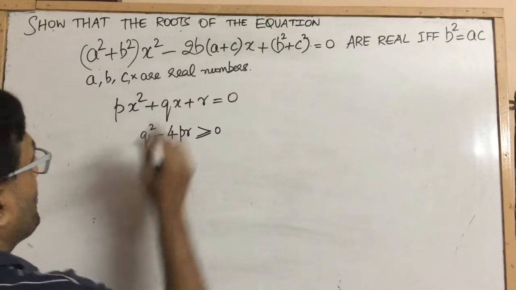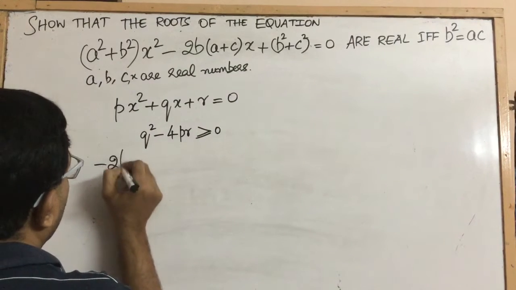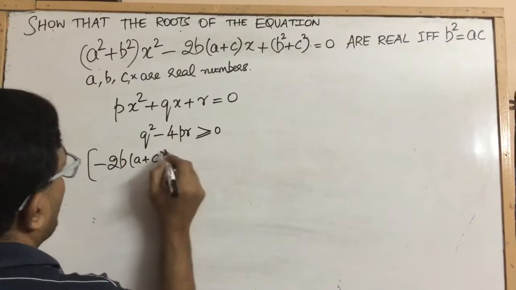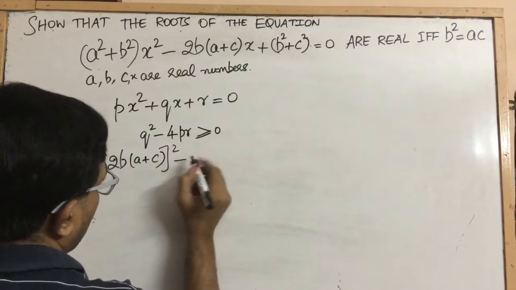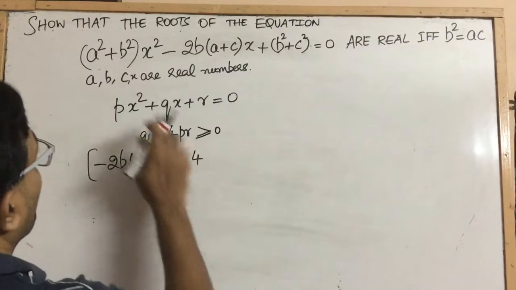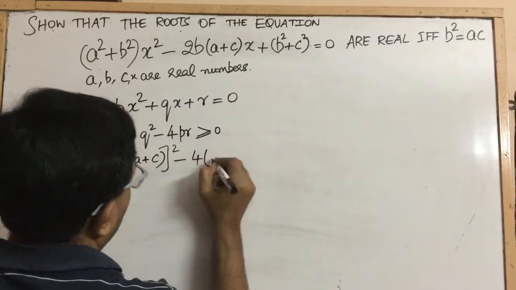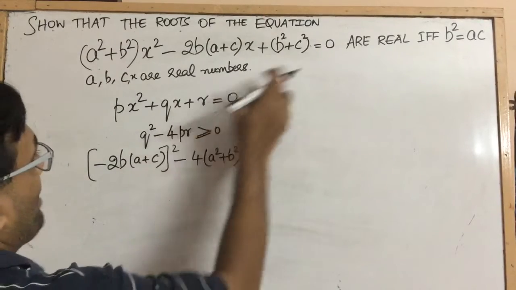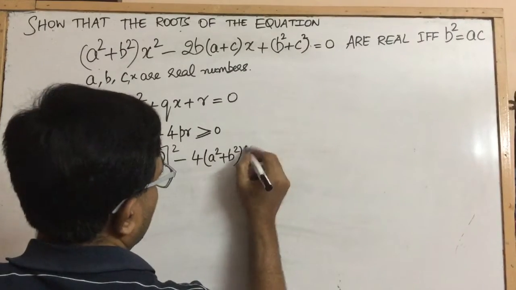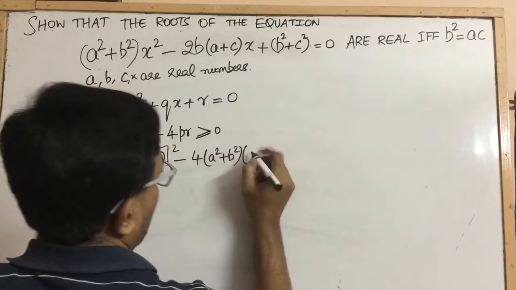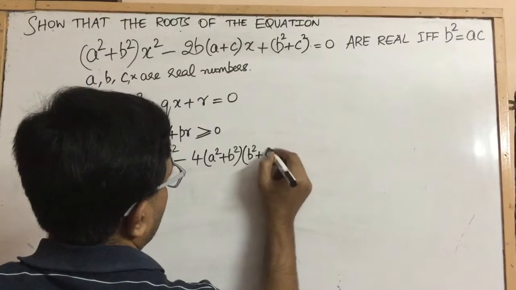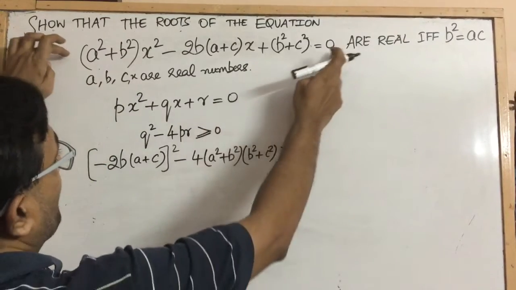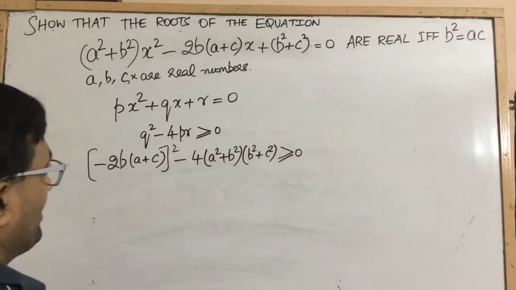Now q is minus 2 times b into (a plus c), right? This, the whole squared, minus 4 into p, the coefficient of x squared, which is a squared plus b squared, times r, the constant term, which is b squared plus c squared. Right? This needs to be greater than or equal to 0 for this equation to have real roots.